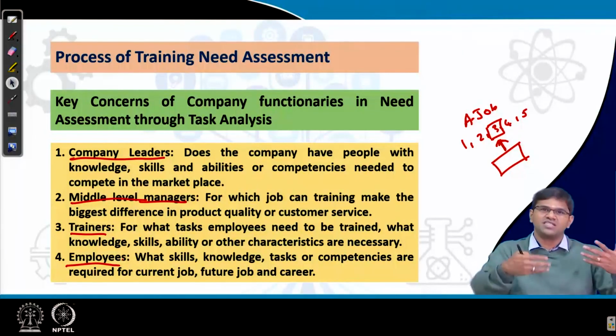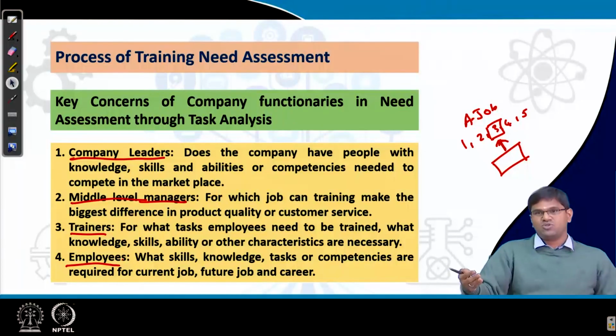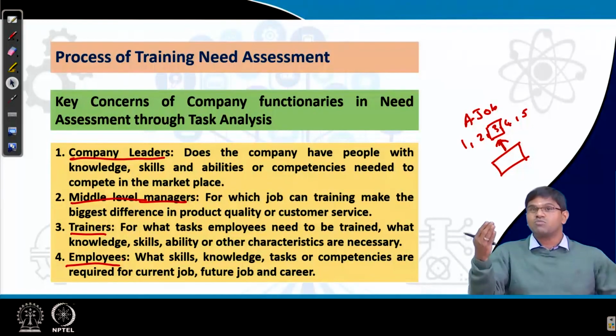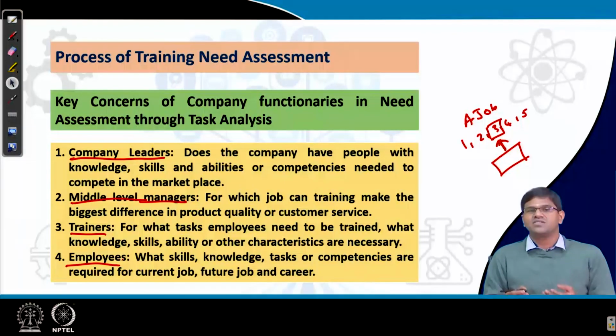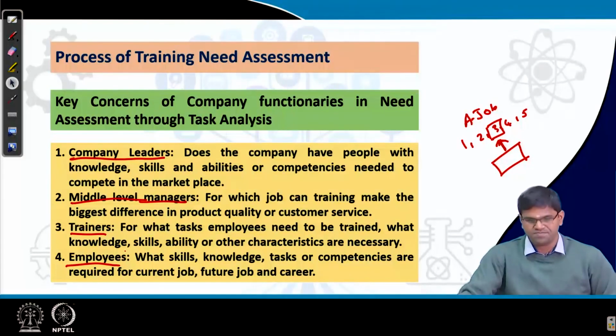Yes, you don't want to stay at the same level. You want to become a supervisor, then you want to become a manager, you want to grow as a boss. So you need to look at what are these skills, knowledge and competencies that I should keep learning so that I grow in the organization.